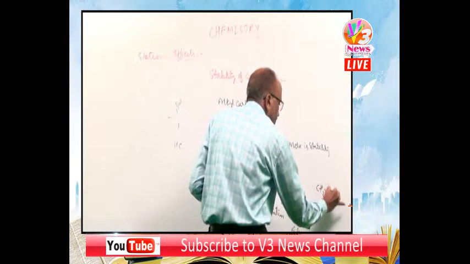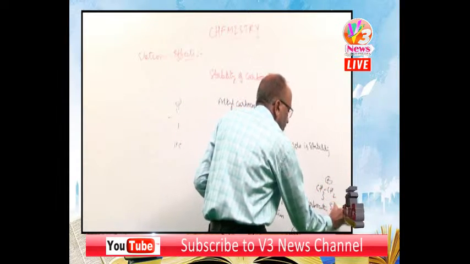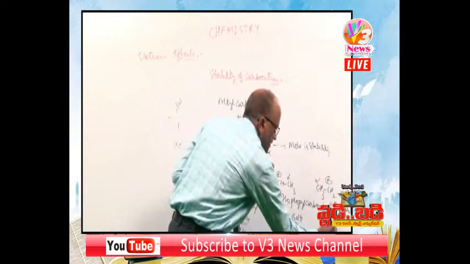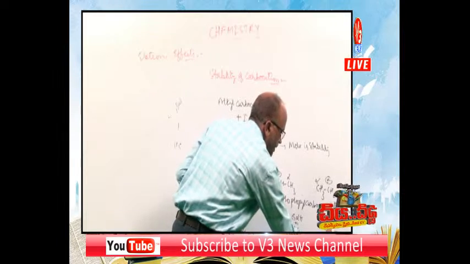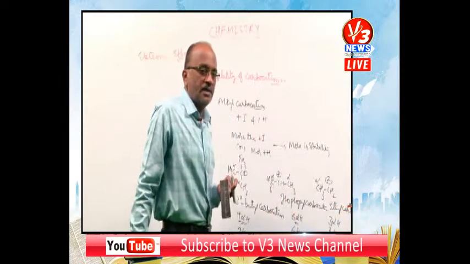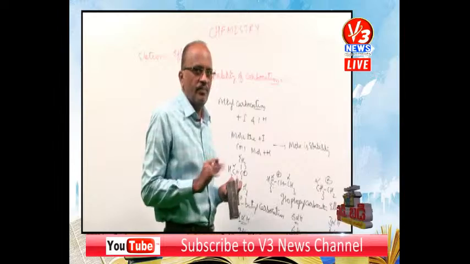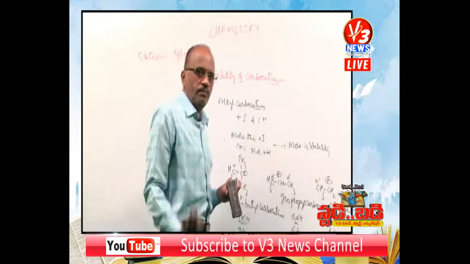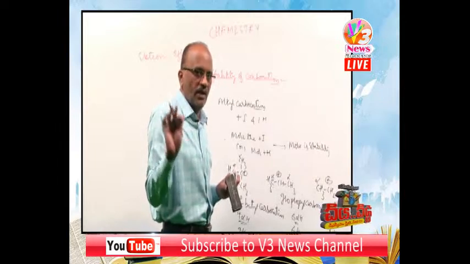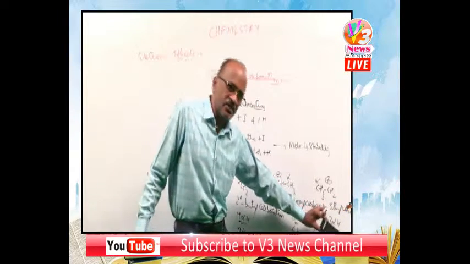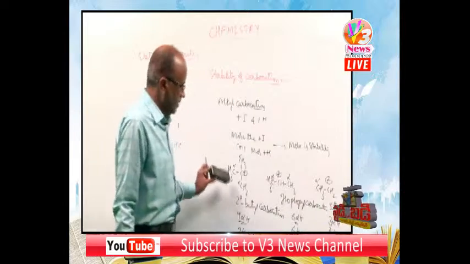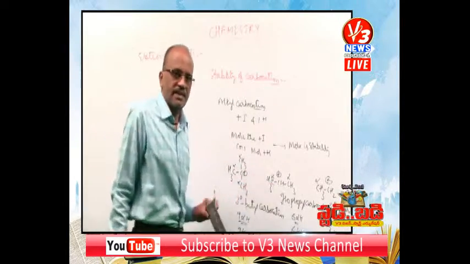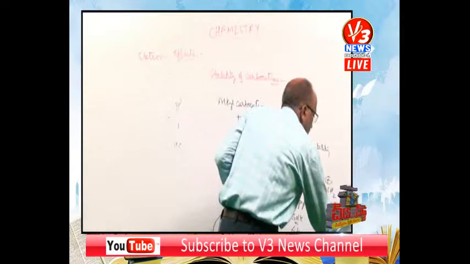Then we will take the ethyl carbocation. How many alpha hydrogens? 3 alpha hydrogens means 3 hyperconjugative structures. Suppose you are asked the total number of resonating structures, you have to include one basic structure. So 3 plus 1, 4 resonating structures. If you are asked only the number of hyperconjugative structures, for this it is only 3. Similarly, for this the total number of structures is 10, for this one 7, like that.